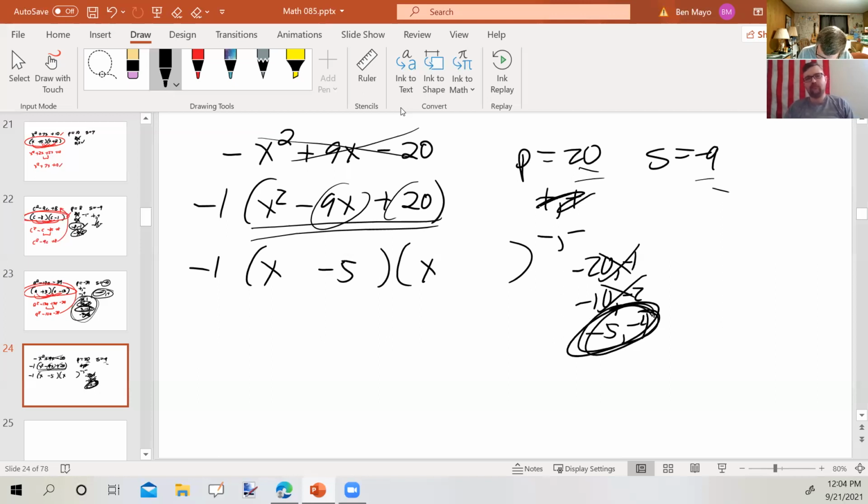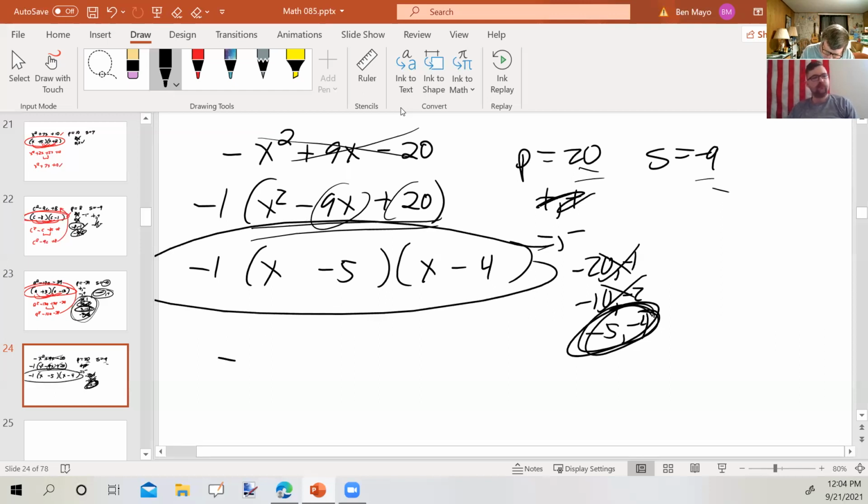So -5, -4. And you could write the answer like this, or you could just put a negative sign out in front because there's an implied 1 attached to it in this context. All right. Good to go on? Yep. Okay.